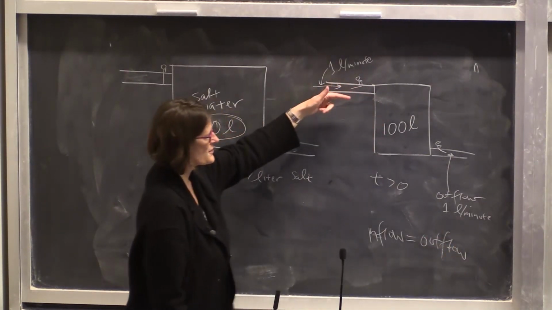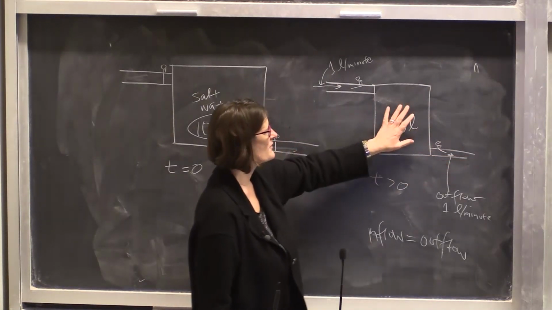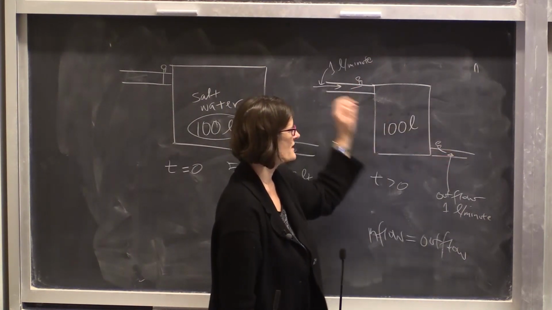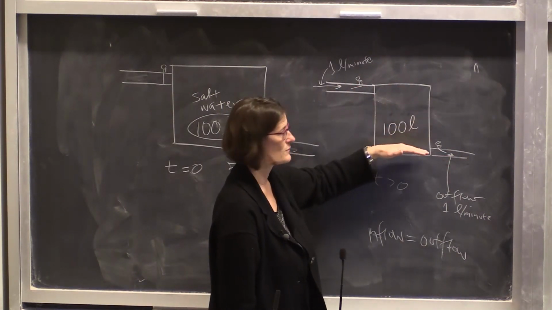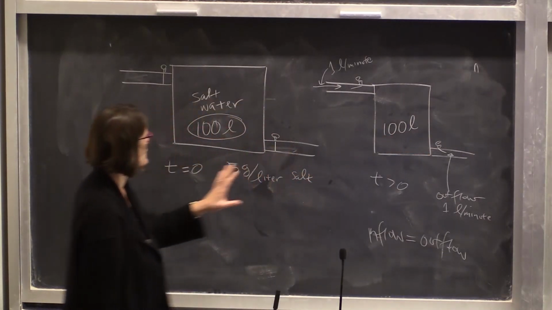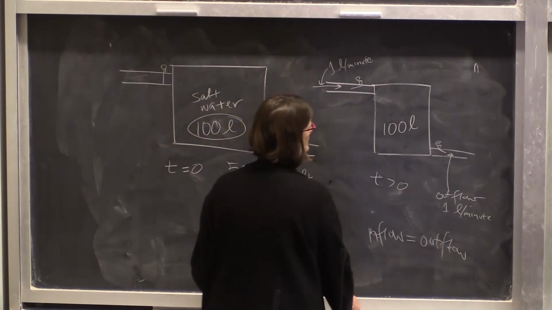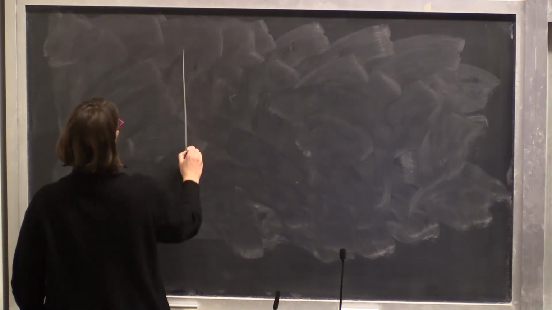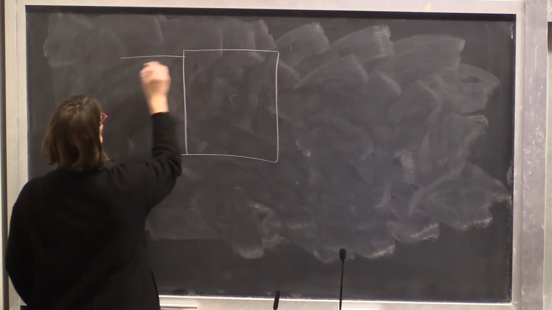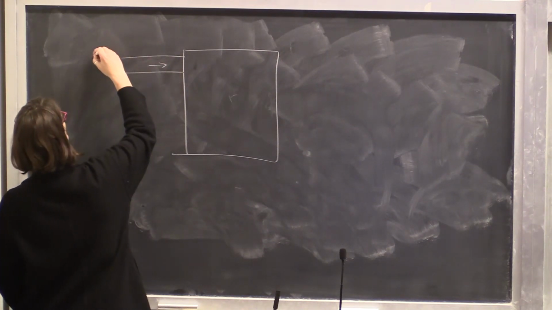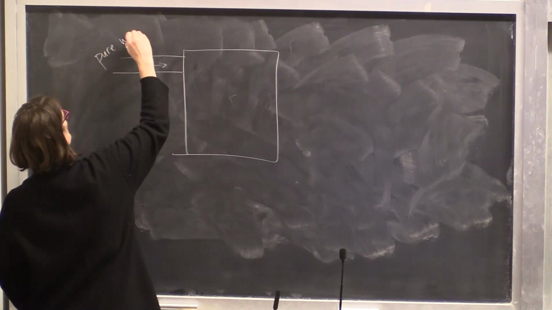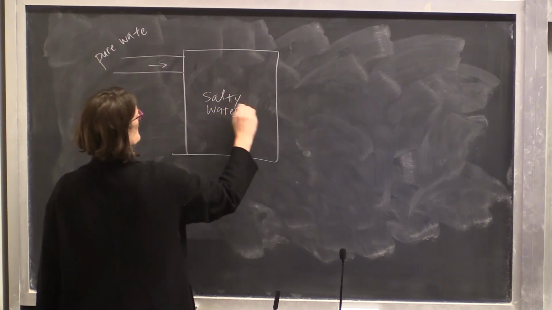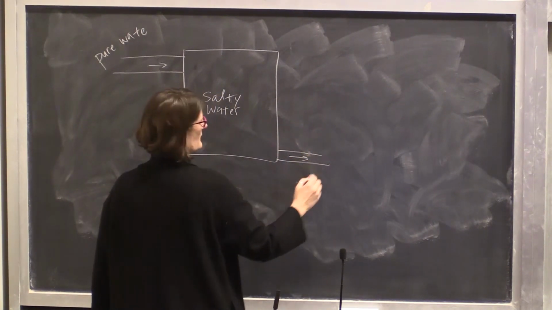If the inflow rate were larger than the outflow rate, then the volume of liquid would increase in time and it would eventually run over. If the outflow rate were greater than the inflow rate, the volume of liquid would decrease in time and would eventually empty. But we're assuming the inflow rate equals the outflow rate. And then the question is, what's flowing in and what's flowing out? So what's flowing in is pure water. Here we have salty water. And what's flowing out is salty water.